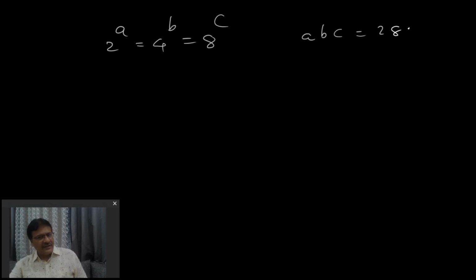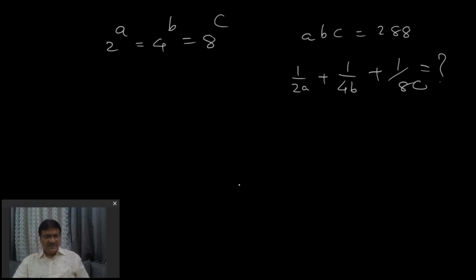One more question. 2 power a equal to 4 power b equal to 8 power c. Then this is also given that abc equal to 288. What is the value of 1 upon 2a plus 1 upon 4b plus 1 upon 8c? This is the required. Is that clear?